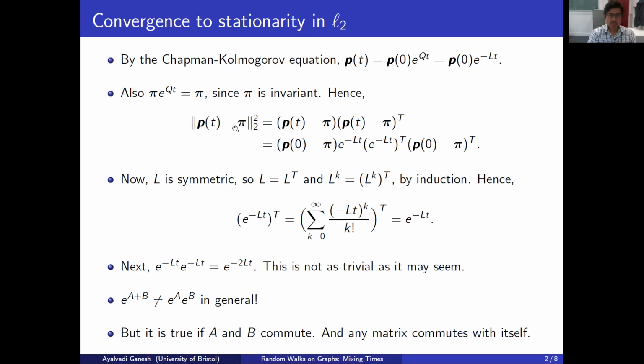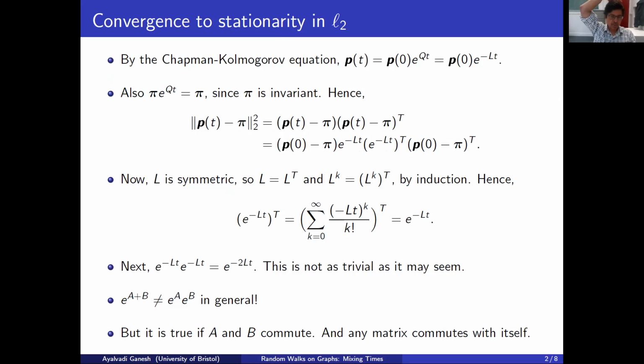Okay, so what we've shown is the squared norm of pt minus pi is p naught minus pi times e to the minus 2Lt times p naught minus pi transpose. We are going to use that fact to obtain bounds on this quantity. So we have some row vector times the matrix e to the minus 2Lt times the transpose of this row vector. So we have a quadratic form involving the matrix e to the minus 2Lt.